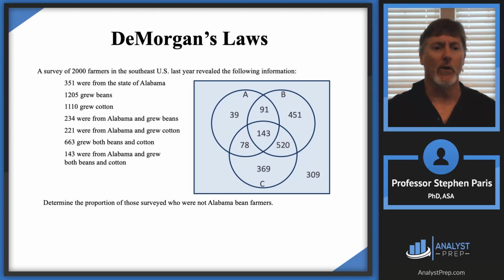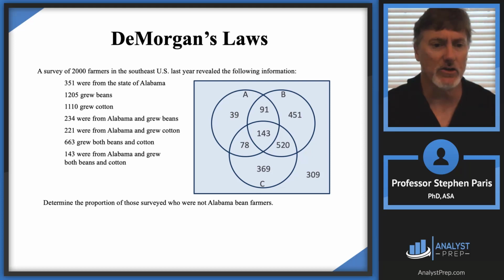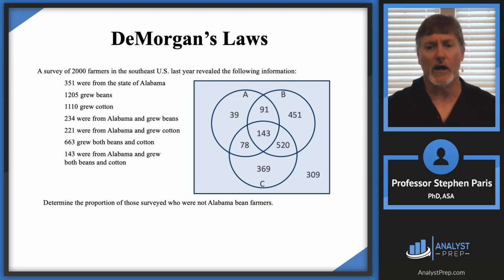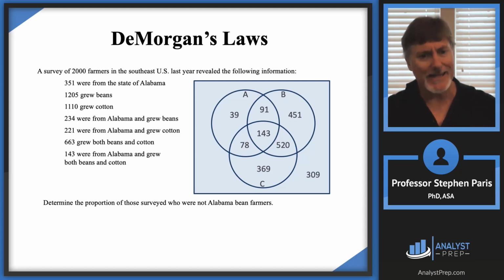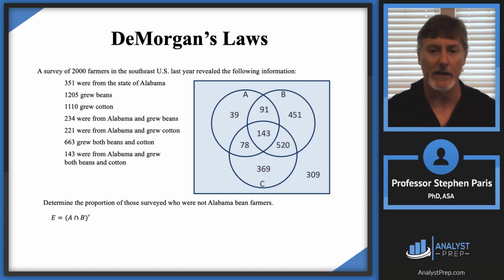Let's look at that other question that I stated. Determine the proportion of those surveyed who were not Alabama bean farmers. So if I take the intersection of A and B, those were both A and B, the Alabama bean farmers, and these are not. So I'll take the complement of that. My event here would be the complement of A intersect B.